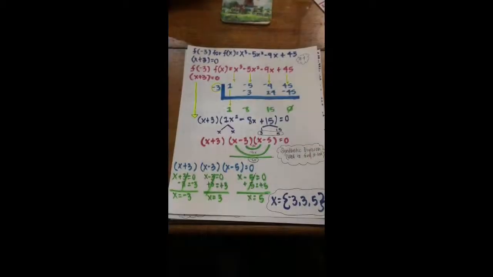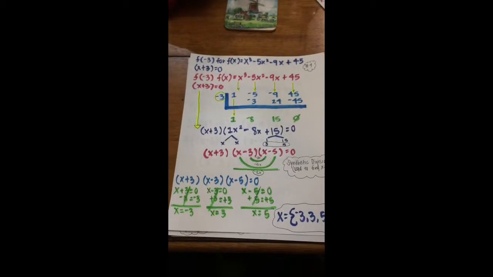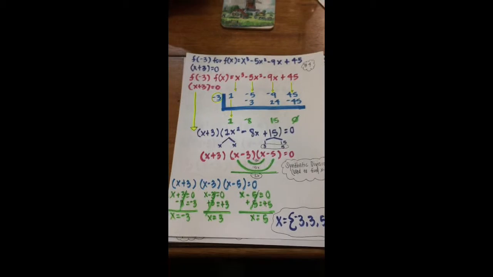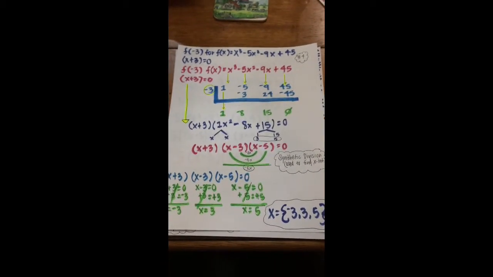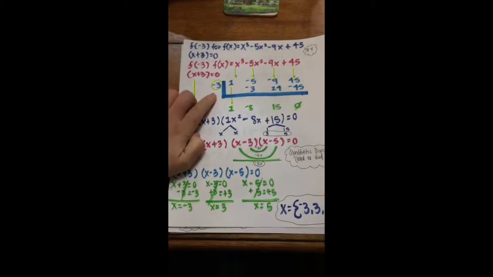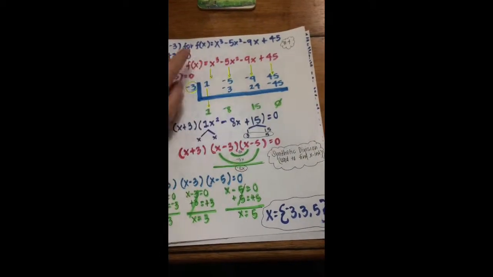For our fourth problem, we have x cubed minus 5x squared minus 9x plus 45. So we have x plus 3 equals 0, so you're going to have negative 3. You're going to create this little wall here, and bring all these down.